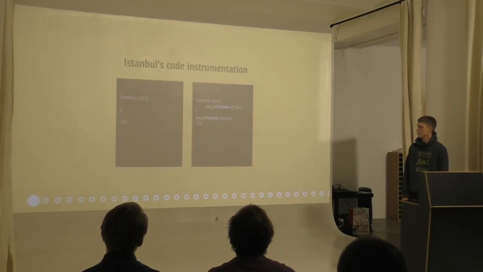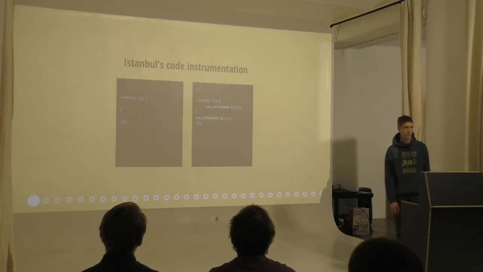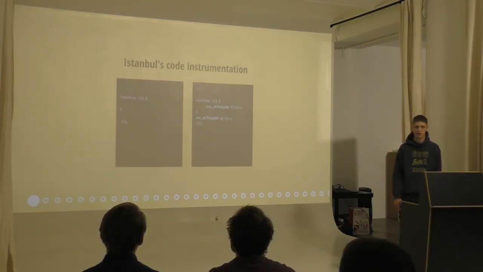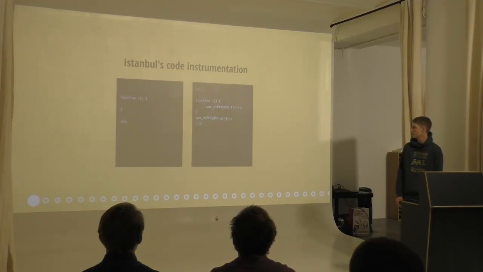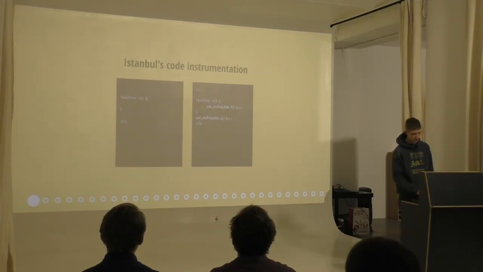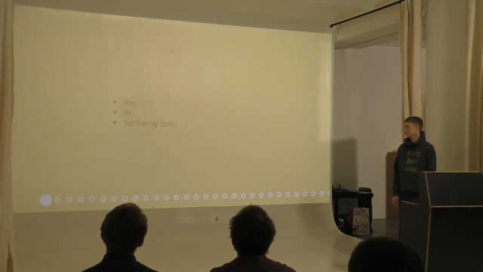If you use code instrumentation to get your code coverage, this is actually the Istanbul transformation. It's taking Babel to insert, like, keeping track of things like function calls and so on. So this is just an example. We have also Flow and JSX and so on. And in Babel 7, we can transpile TypeScript now.